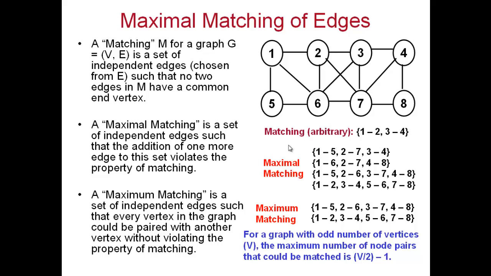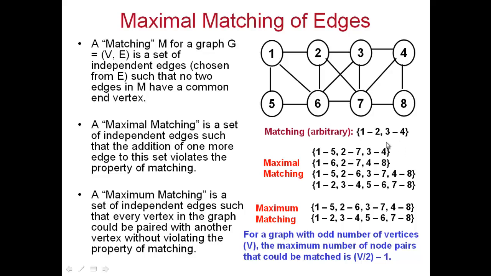Now what we call a maximal matching is a set of edges that satisfies the property of matching, but if you add one more edge to that set, it will violate the property of matching. So look at this set 1, 5, 2, 7, 3, 4. It is currently satisfying the property of matching because no edge has a common end vertex. 1, 5 doesn't appear anywhere else, 2 doesn't appear anywhere else, 3 doesn't appear anywhere else. So no two edges have a common end vertex. So that is a matching.